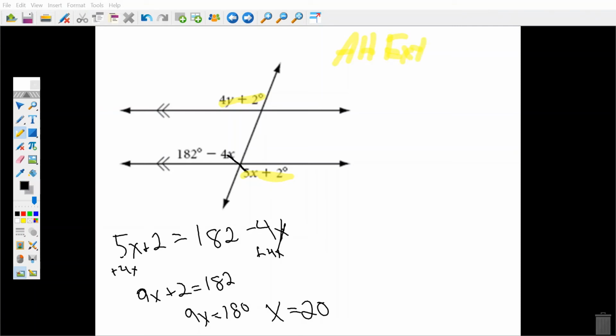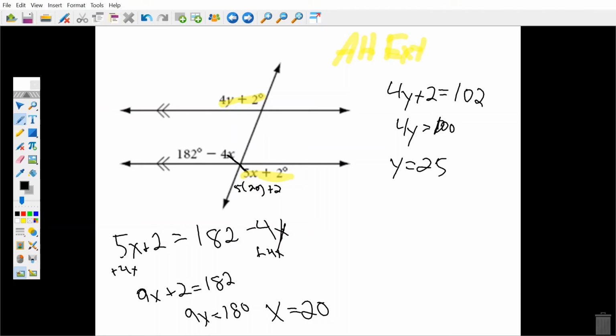If I sub 20 in for x, 5 times 20 plus 2 is 102. So I know that 4y plus 2 has to equal 102. I can solve for y, minus 2 from both sides. That's 100, divide by 4. Y equals 25 degrees. So the answers are x is 20, y is 25.